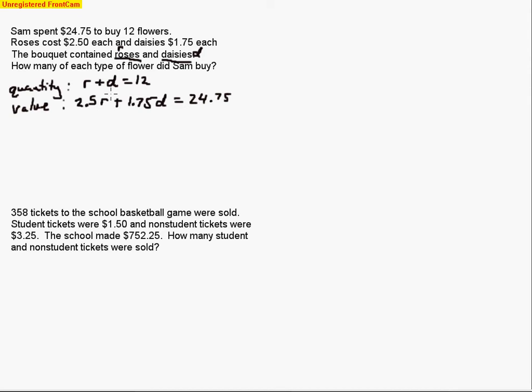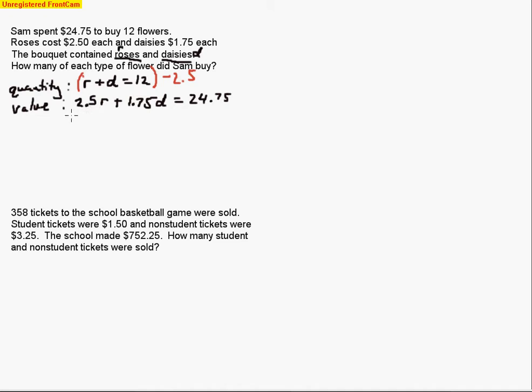We could use either method, really. I'll go ahead and use the elimination method this time. So I'm going to multiply to try to cancel out one of these terms. As I think about it, it might be easier to multiply by 2.5. 1.75 times 12 would be a little bit tougher. So I'm going to multiply this whole equation by negative 2.5, and that way it can cancel out the 2.5 in this equation.